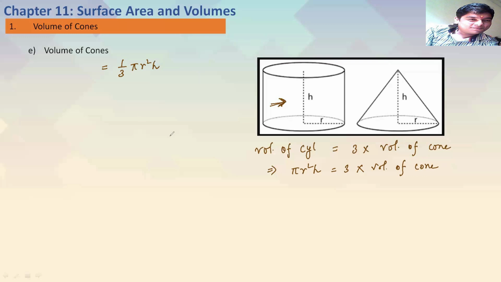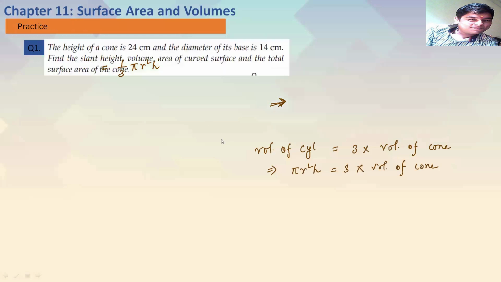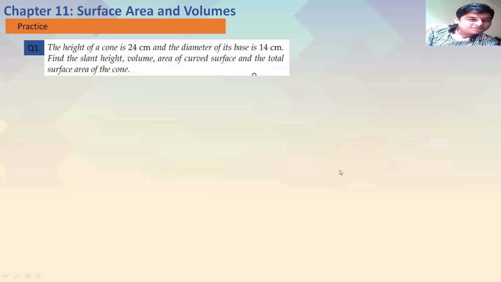Cool boy. So we have learned everything related to cone. Now we are going into questions. So take a look at this one. Read it. What does it say? The height of a cone is 24 centimeter and the diameter of its base is 14. Find the slant height, volume, area of curved surface, and the total surface area of the cone. Okay, so I told you that we have learned everything, but there is one thing that I need to tell you still.